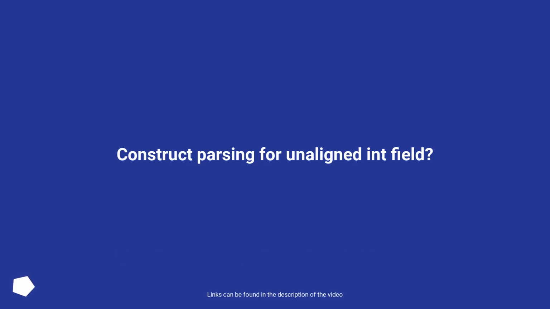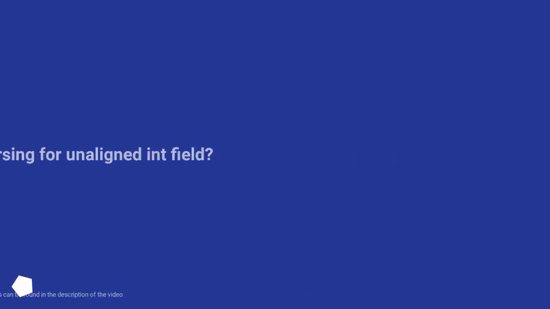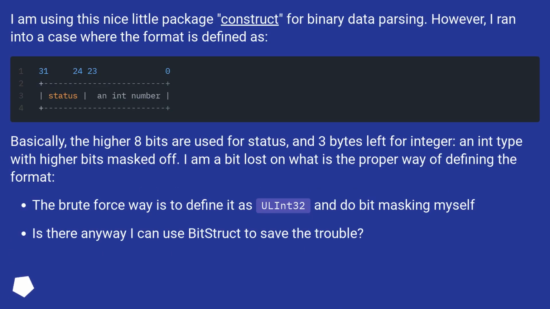Construct parsing for unaligned int field. I am using this nice little package, construct, for binary data parsing. However, I ran into a case where the format is defined as.